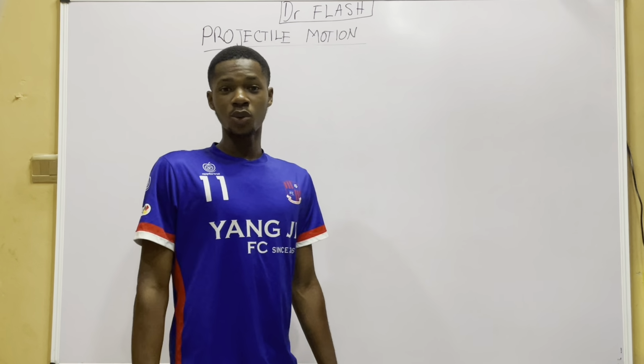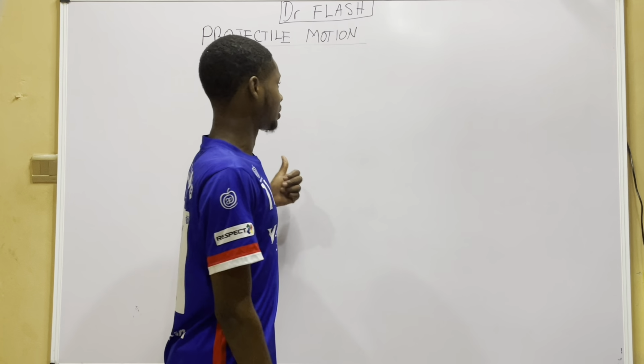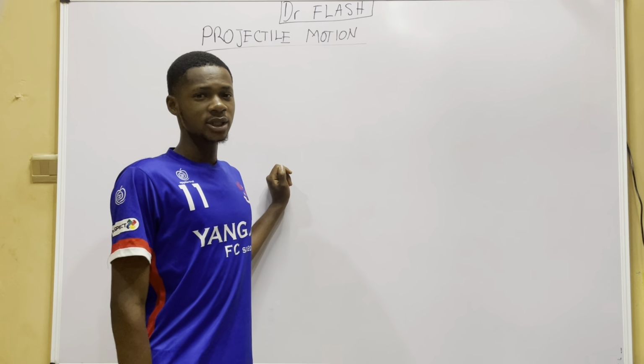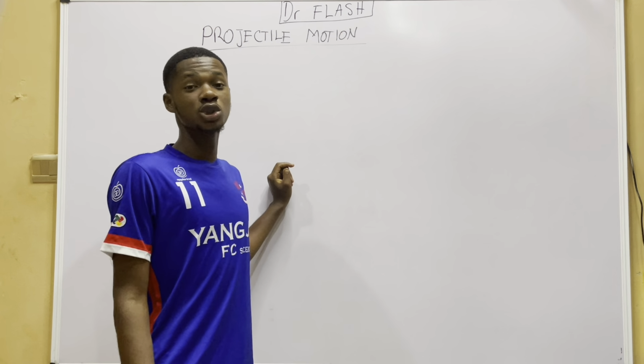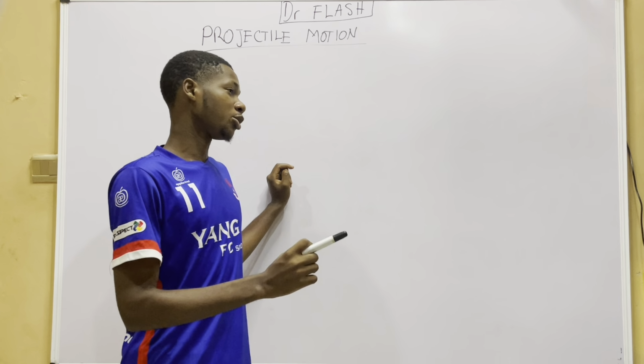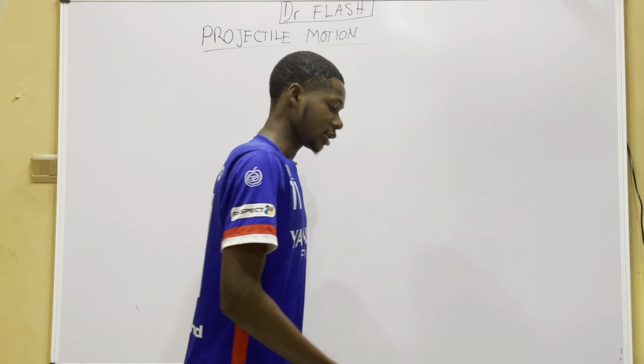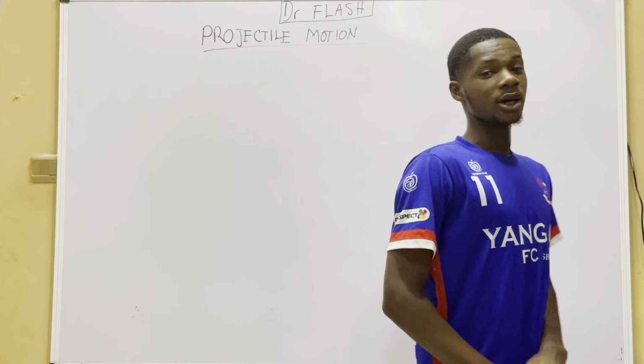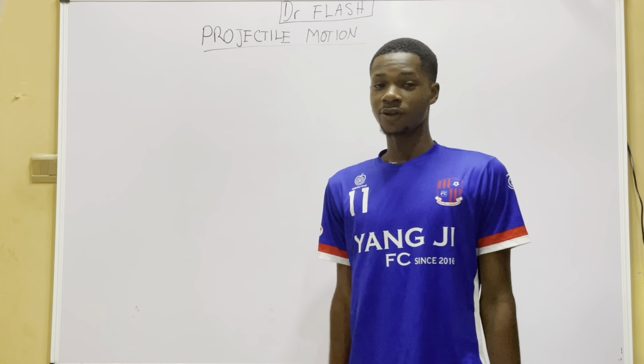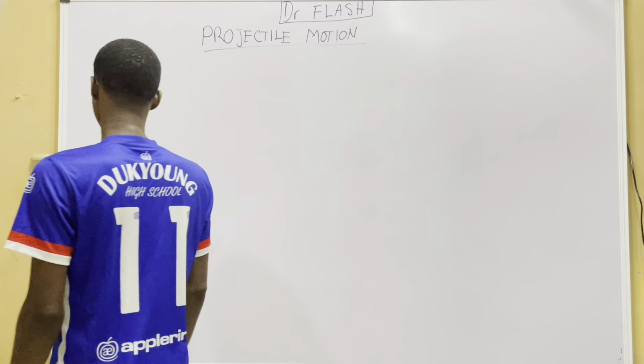In today's video, we're going to be talking about projectile motion. Now, basically, projectile motion is simply the motion of a body in which, when the body is being projected into space, the only force that acts on it is gravity. This simply means that air resistance and any other external force that acts on it is being neglected.